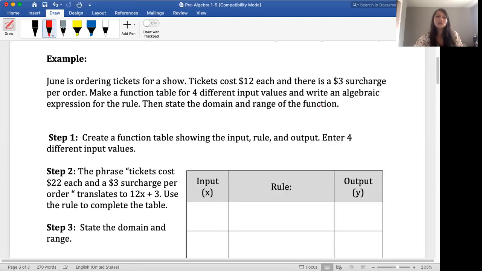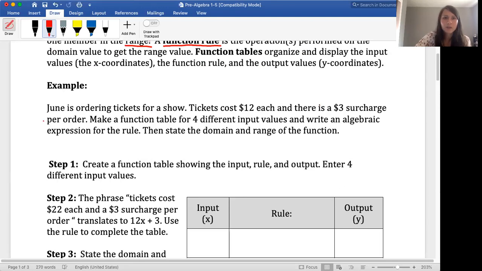So let's take a look at a real life problem, okay? June is ordering tickets for a show. Tickets cost $12 each, and there is a $3 surcharge per order. Make a function table for 4 different input values and write an algebraic expression for the rule. Then state the domain and range for the function.